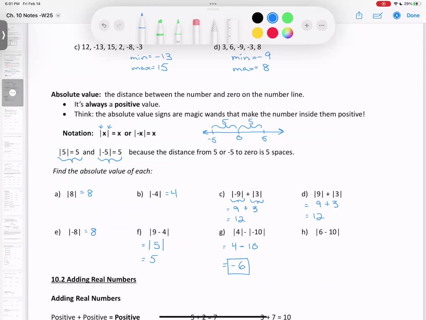And then this last one, we've got absolute value of 6 minus 10. So it's absolute value of 6 minus 10 gives us negative 4. And so we end up with positive 4. So once again, whatever's within those magic wands, we're going to change into a positive.